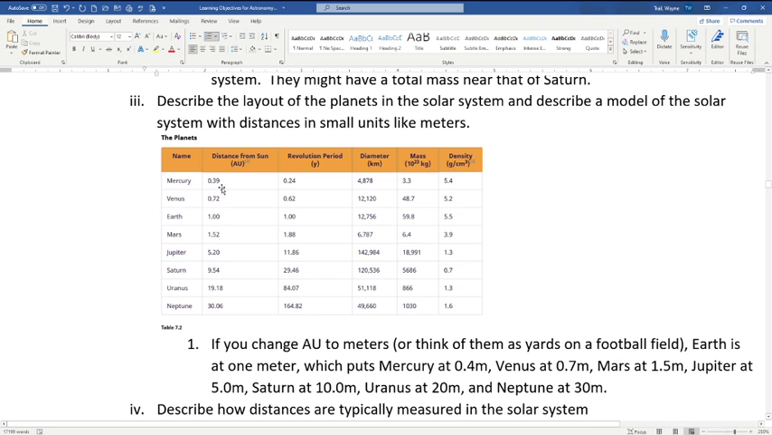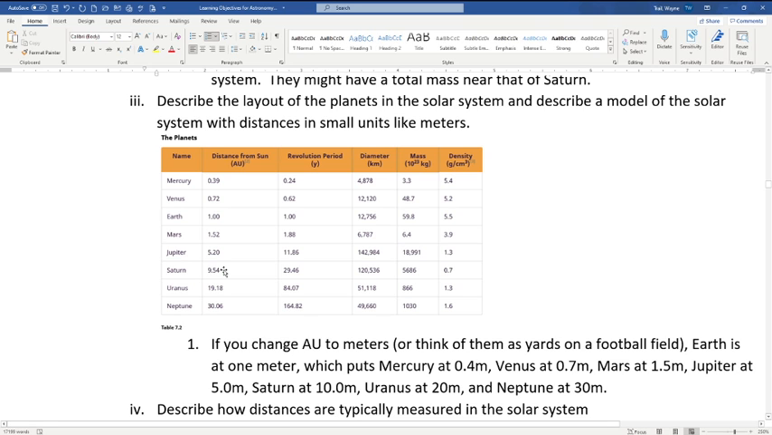On that scale, Mercury is 0.39 astronomical units, or you might call it 0.4. It's a good number to round to, or 40 million miles. Venus is 70 million miles. Earth is 1.5 astronomical units, or 150 million miles. Jupiter is about 5 astronomical units, and so it's 500 million miles.